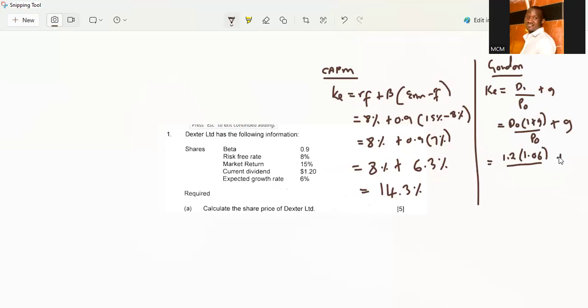Plus the growth rate here, which is what? 0.06. So what is our P0? Are we following? Are we together? Is there anyone lost so far?